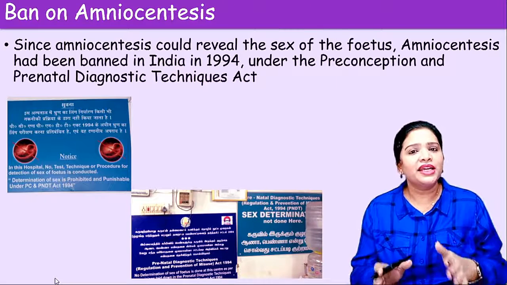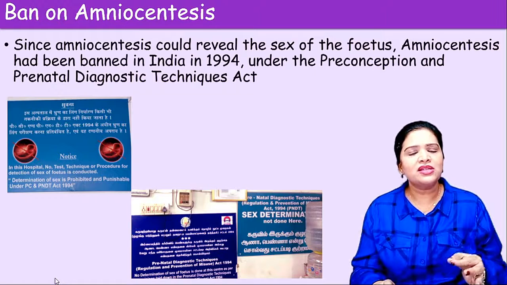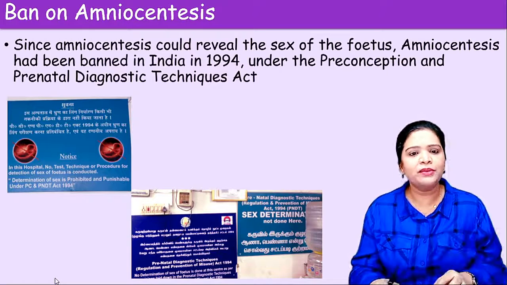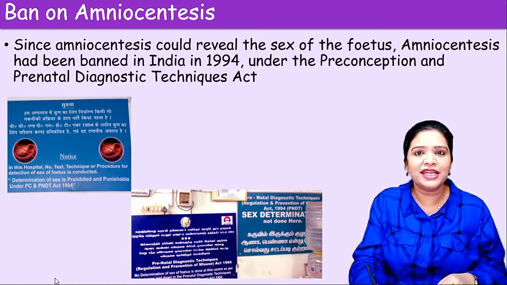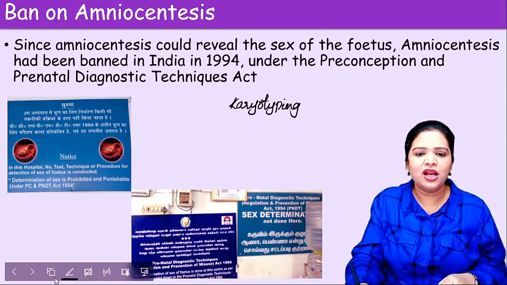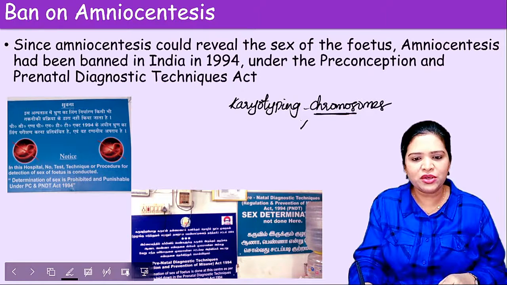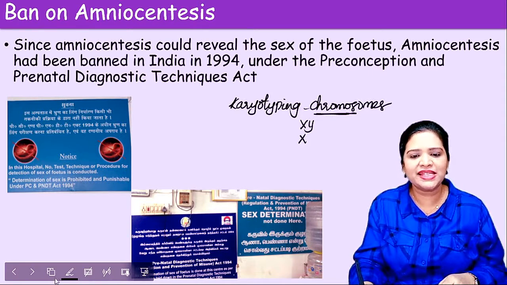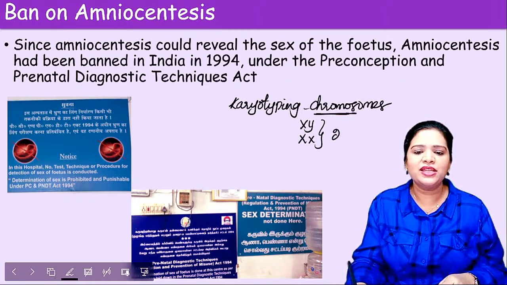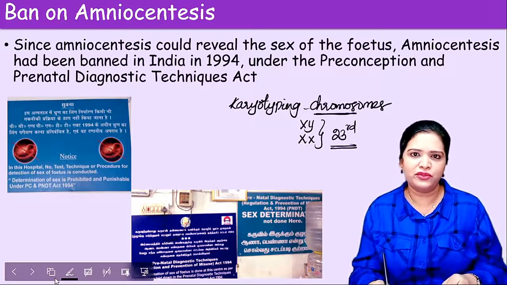Here we have to understand another important point: amniocentesis previously was done particularly for karyotyping. So what is karyotyping? In karyotyping we see the chromosomal abnormalities. We can also see whether the baby is XX or XY. That means the 23rd pair of chromosomes tells the gender of the baby.